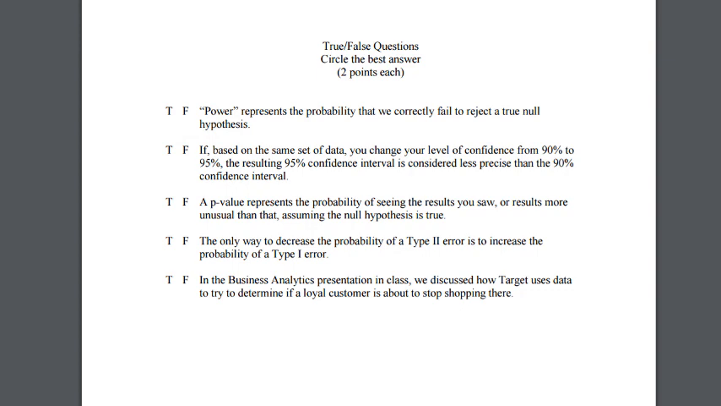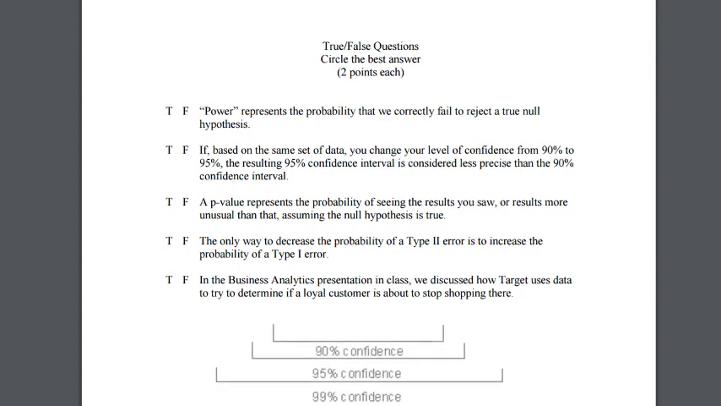If based on the same data set, you changed your level of confidence from 90 to 95, the resulting 95% confidence interval is considered less precise than the 90% confidence interval. So our 95% confidence interval would be less precise. It would be more confident, but less precise.